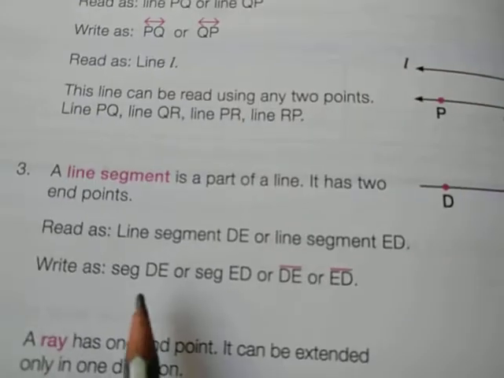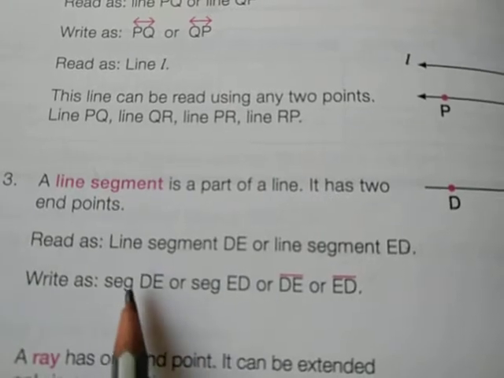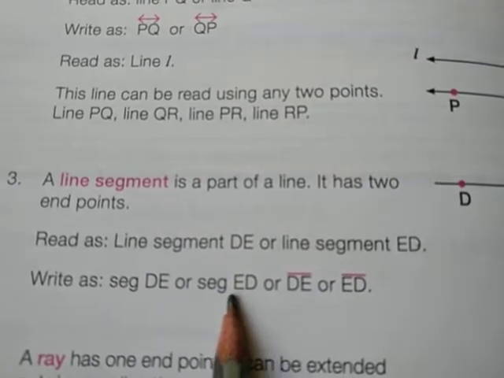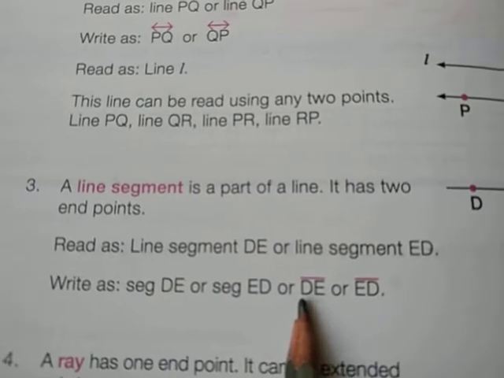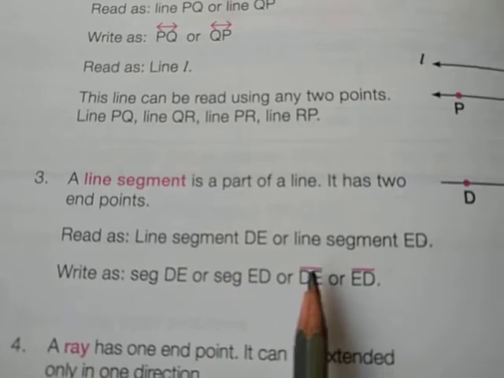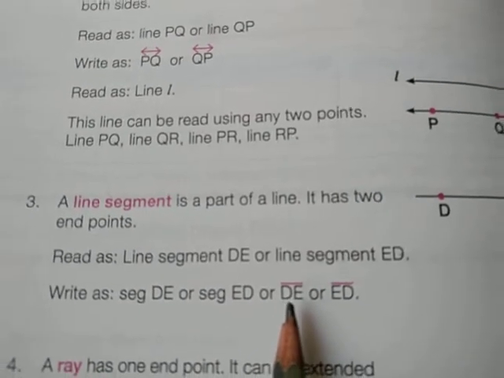DE, ED. Now how do we write segment? SEG, it's a short form of segment. So we call it a segment only. Segment DE or segment ED, or we can write it as DE or ED. At the top we have to put only a line to show that it's a segment. It's the symbol of a line segment.